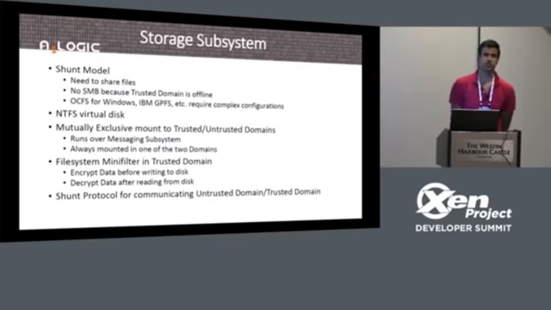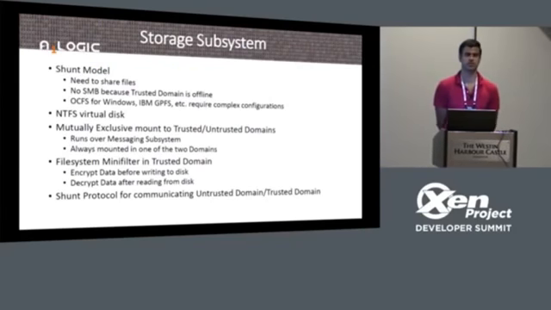Now I'm going to cover the storage subsystem. This is the data store that you saw that is shared between the trusted and untrusted domain. So we needed to share data and files, possibly big files, back and forth. The conventional way of doing that is using SMB or some network protocol, but the problem is that we don't have, and we don't want to have, any network stack in the trusted domain.